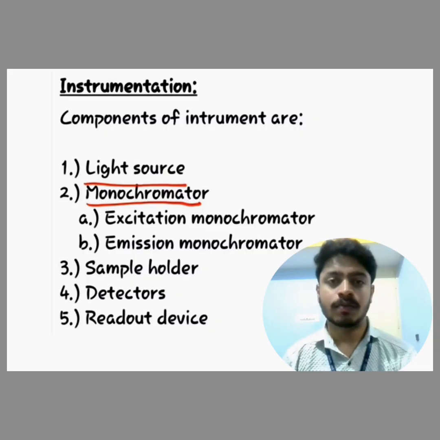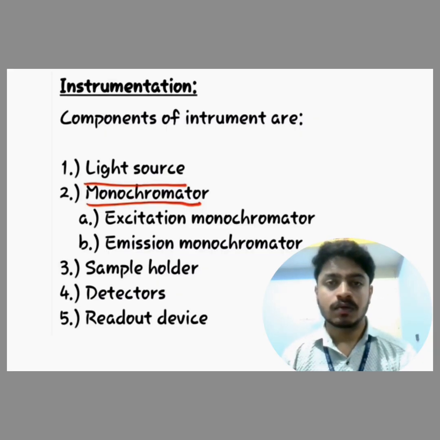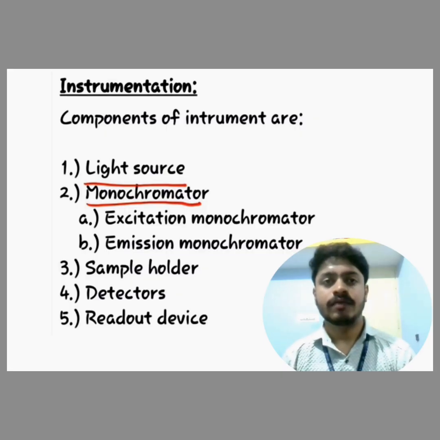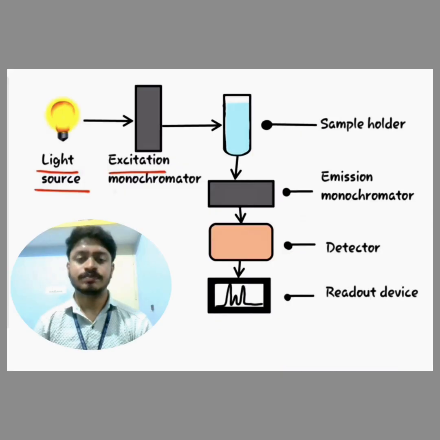Then the third component is sample holders. The sample holders are like rectangles. Cuvettes are made up of glass or quartz materials. Then we move to the fourth one, the detectors. Then the fifth one is the readout device.